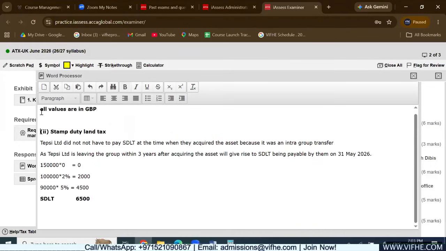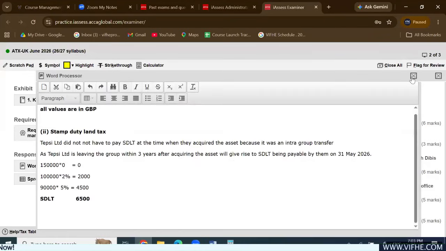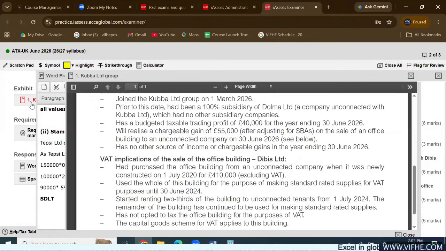Okay. And then what is going to happen when the building is sold? See, in the first 4 years, there was no change in the percentage with which the building was being used for making taxable supplies. And then in the next 2 years, the percentage with which the building could be used for making taxable supplies changed.